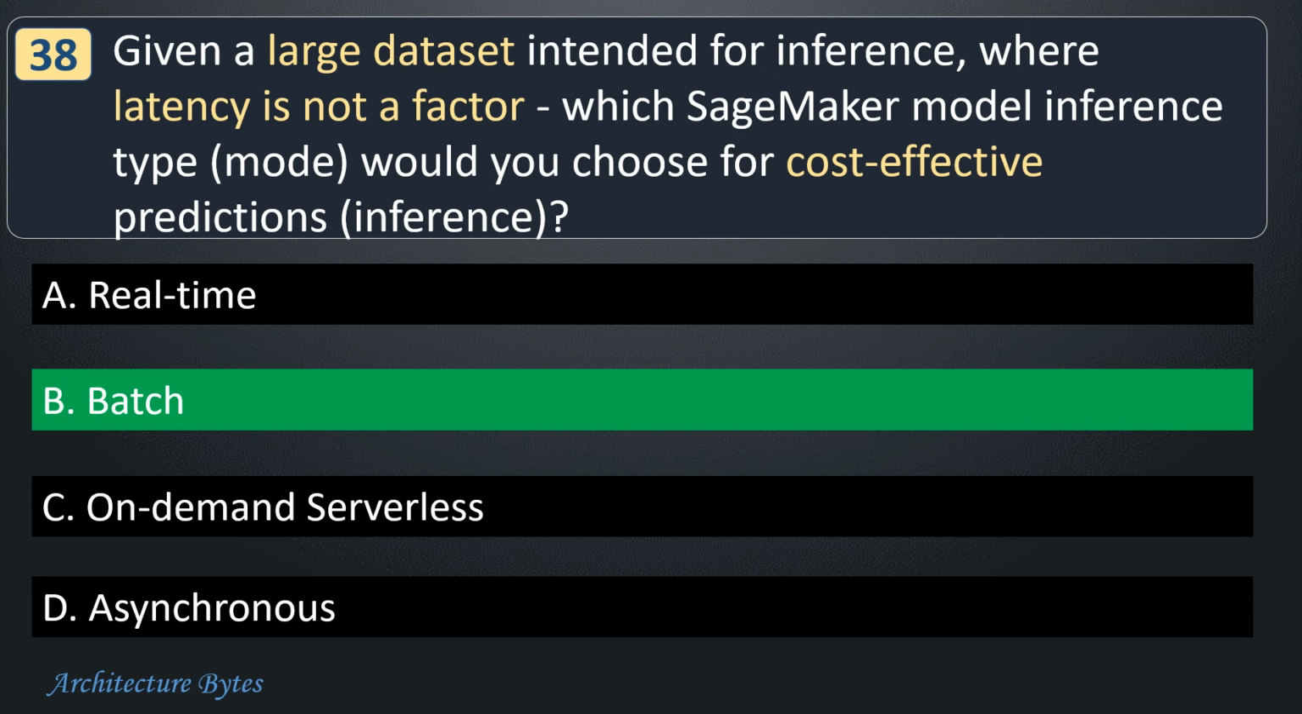Real-time is good for immediate predictions with low latency. On-demand serverless is ideal for workloads which have idle periods between traffic spurts and can tolerate cold starts. No need to manage infrastructure. The asynchronous method queues incoming requests and processes them asynchronously. It is good where processing times are long and queuing requests make sense.